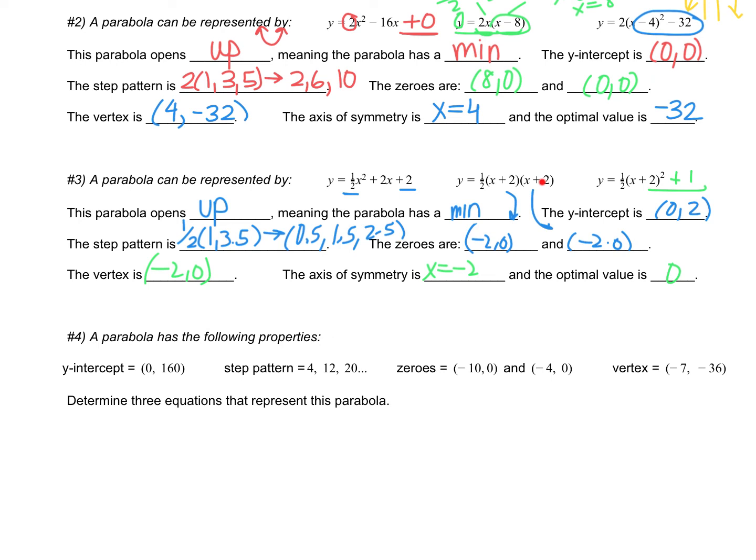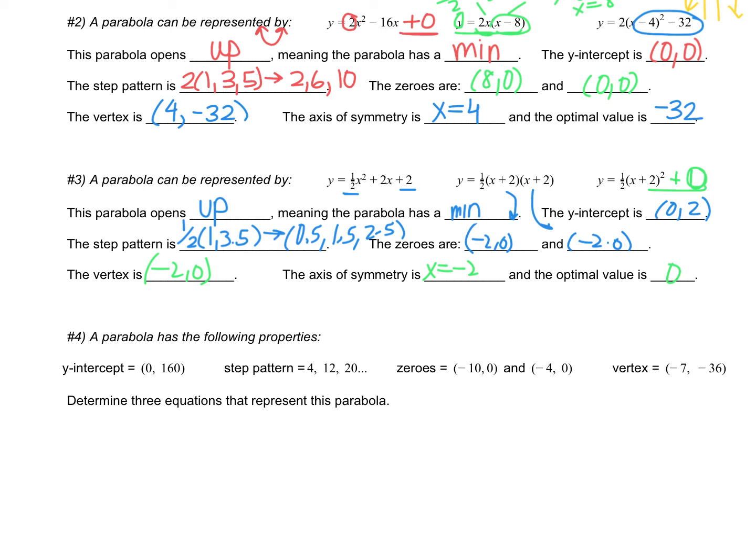The zeros are both going to be negative 2 because our two brackets in factored form are identical. And then for our vertex, there's technically a plus 0 at the end. So you have that bracket squared, and then the constant is 0. So the vertex is negative 2, 0, meaning the axis of symmetry is at x equals negative 2, and the optimal value is 0.